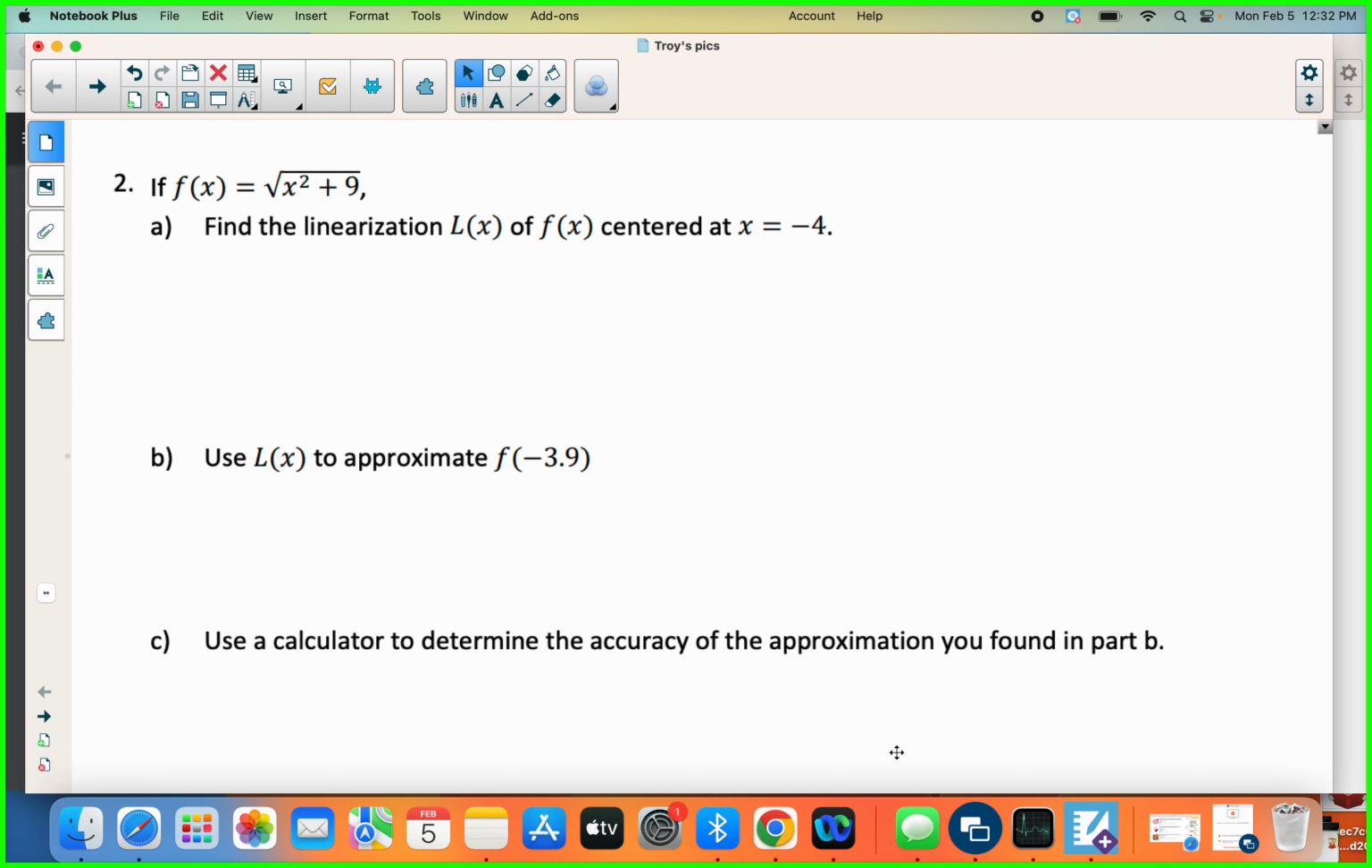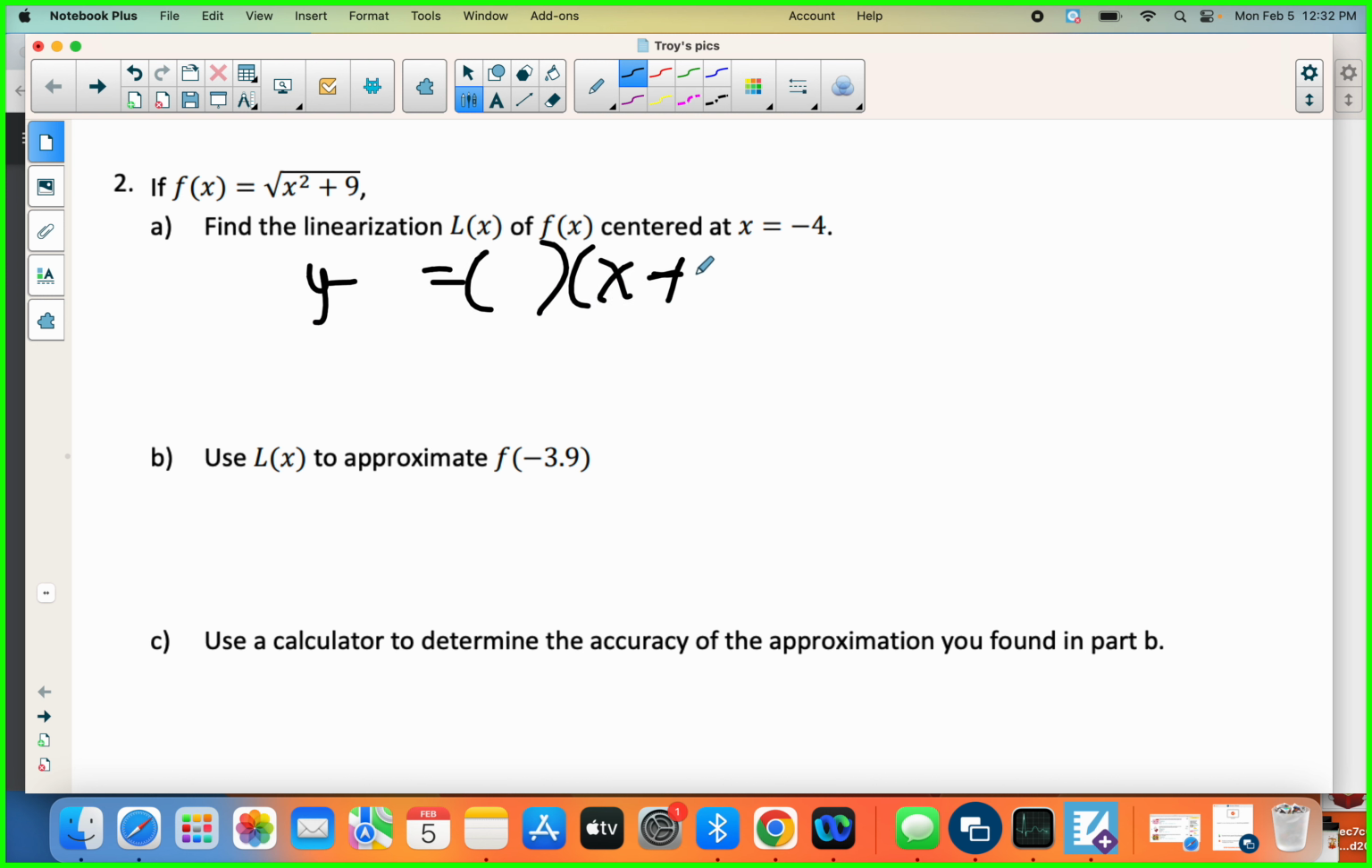Okay, so linearization, when you see that, you're going to start with y minus y1 equals m times x minus x1. Alright, so I'm going to need my derivative anyway. If it's a free response, I'm going to show I'm taking my derivative clearly. x squared plus 9 to the negative 1/2 times 2x. Chain rule, product rule, quotient rule. You can't ever forget those, okay?